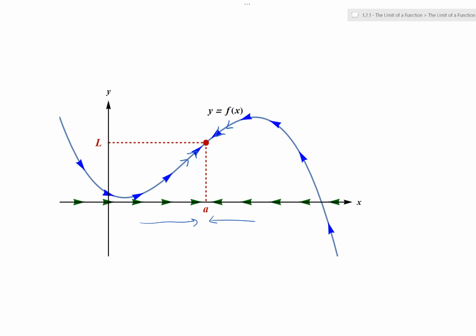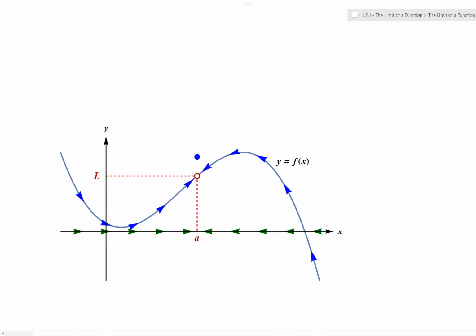So whether or not the function is actually defined at the point doesn't change whether the limit exists or not. All we need is that from both sides of x, as we get really close to this number a, the function is approaching this output value of L. So again, in this case, the limit as x goes to a of the function f of x is equal to this number L, and the limit exists.